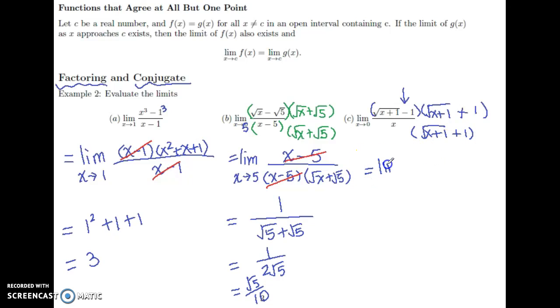Then we get the limit as x goes to 0. On the top, we get square root of x plus 1 squared, so we get x plus 1. And then the next is a subtract sign. B squared, which is 1, so it's just 1. And then the bottom is x times square root of x plus 1 plus 1. Now we simplify the top. It will be x on the top.